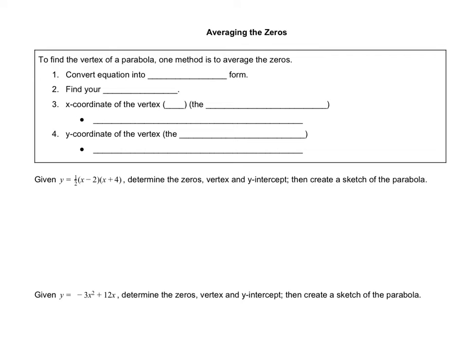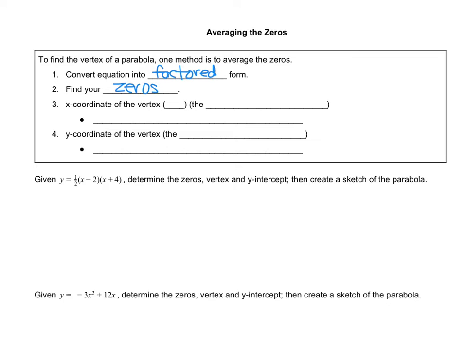Okay, so let's get started. To find the vertex of a parabola, one of the methods is averaging the zeros. There's another one that is called completing the square. In order for you to average the zeros, you first need your equation to be in factored form, because if it's in factored form, we can find our zeros, or your x-intercepts.